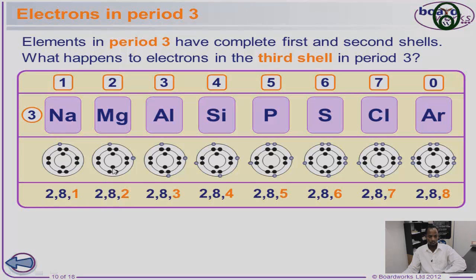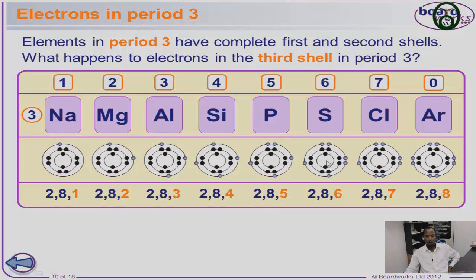For magnesium, same thing: 2 in the first shell, 8 in the 2nd shell, and 2 in the 3rd shell. For aluminium, 2 in the first shell, 8 in the 2nd shell, and 3 in the 3rd shell, because the atomic number is 13. Then for silicon, 2 in the first shell, 8 in the 2nd shell, and 4 in the 3rd shell, because the atomic number is 14. And then for phosphorus, we have 2 in the first shell, 8 in the 2nd shell, and 5 in the 3rd shell, because the atomic number is 15. 2 plus 8 plus 5 is 15.